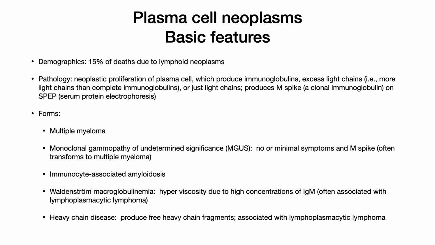You could have an immunocyte-associated amyloidosis, and amyloidosis is also associated with multiple myeloma and production of light chains. Waldenstrom's macroglobulinemia is where they produce too much IgM, and IgM is pentavalent, so it makes the blood thicker, and so it's hyperviscous. Rarely you can have heavy chain disease, where you just get free heavy chain fragments, and that one is associated with lymphoplasmacytic lymphoma, as is Waldenstrom's macroglobulinemia.